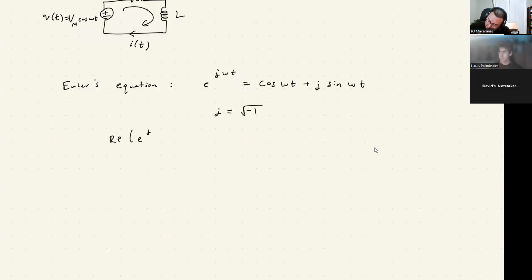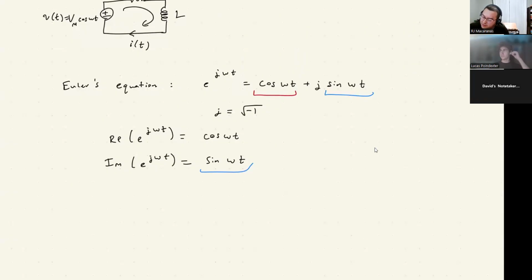We'll denote it by Re. So the real part is cosine omega t, and it's got an imaginary part, which we'll denote by Im. And this is sine of omega t. Generally speaking, whatever you have this j multiplying, that's going to be your imaginary part. And whenever you have something by itself, that's kind of like the real part. So it's got a real part and it's got an imaginary part.